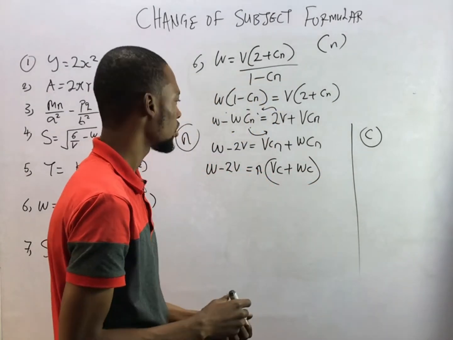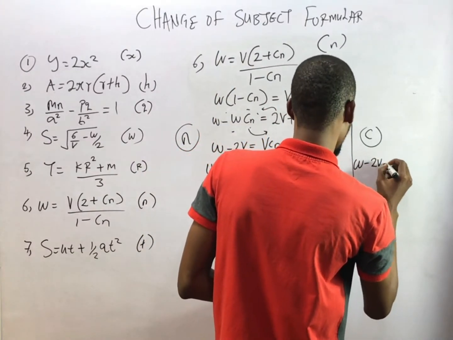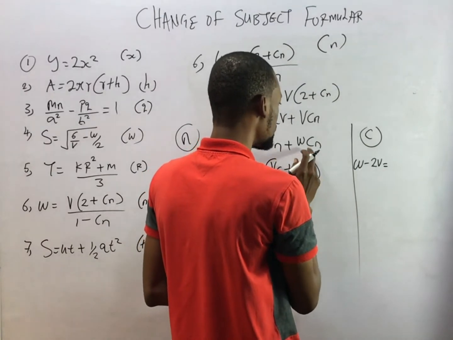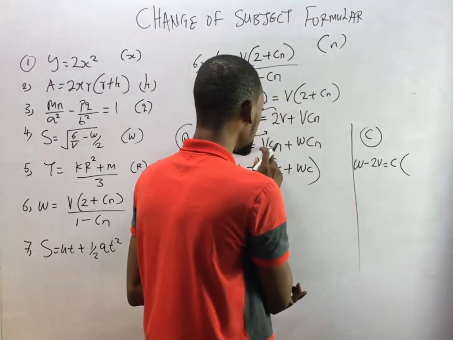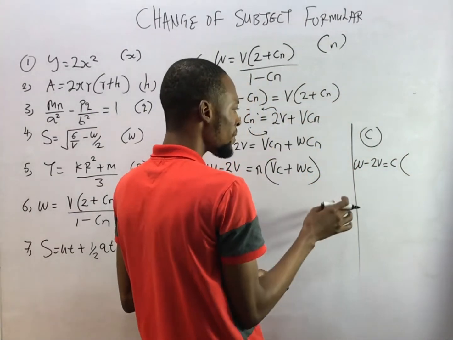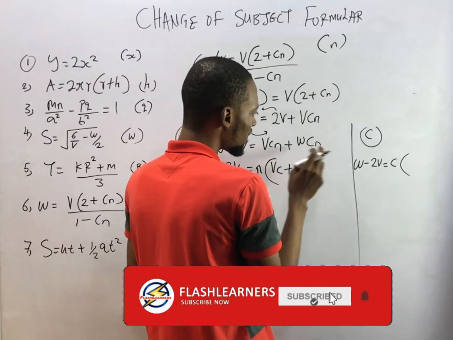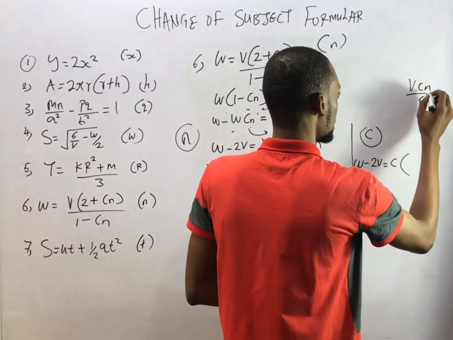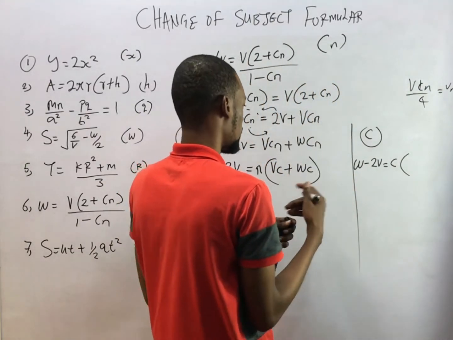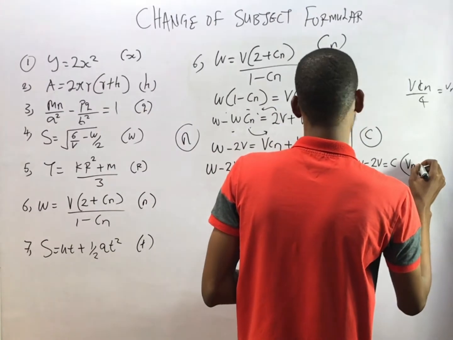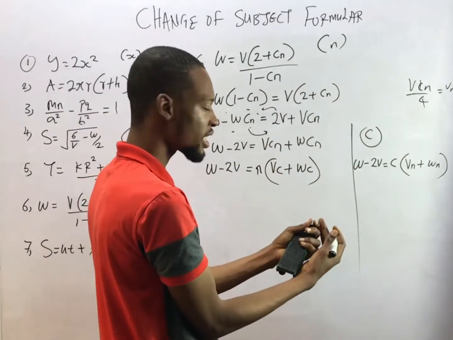That's how you factorize. Now, if you are making C subject formula, here will be W minus 2V is equals VCN plus WCN. So we bring out C. VCN divided by C, C divided by C will give you 1. We cancel, remaining VN. So that's how you divide during factorization. So here we have Vn plus Wn. So you notice the similarity in procedure, right?